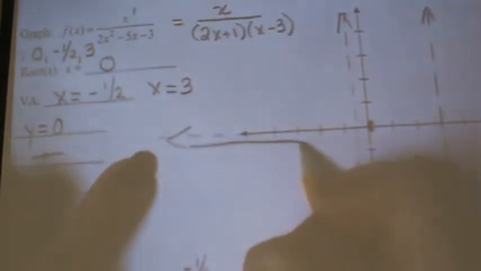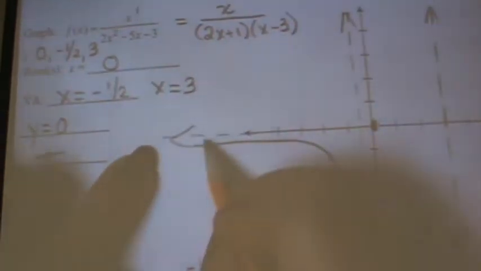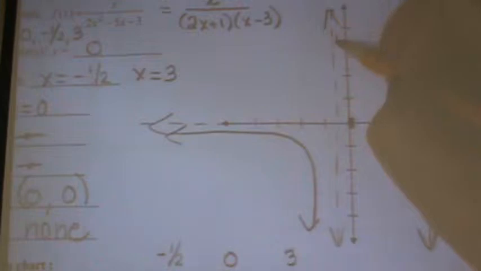So from negative infinity to negative 1/2, which is right in this region, it's saying we are in the negative region. So we want to be placed somewhere in this area. We're going to go like this. We're just going to sketch a graph like that. From negative 1/2 to 0, it says we are in the positive region. So the asymptote guides you along.